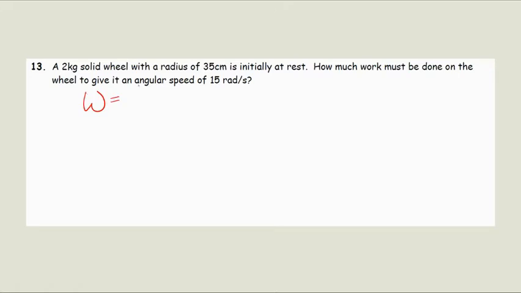And let's see, we have an angular speed of 15 radians per second. We have a 2 kilogram solid wheel. We have a radius of 35 centimeters. It's initially at rest. Remember, that's going to be very important. So our omega initial equals 0.